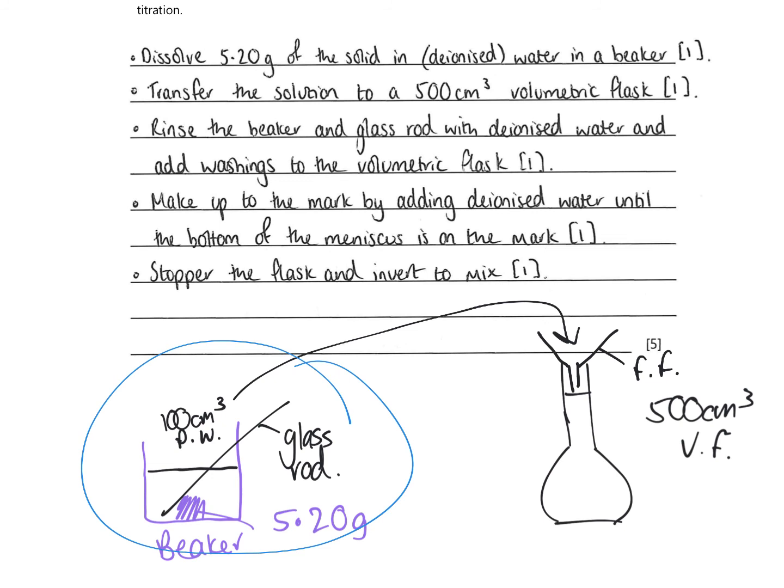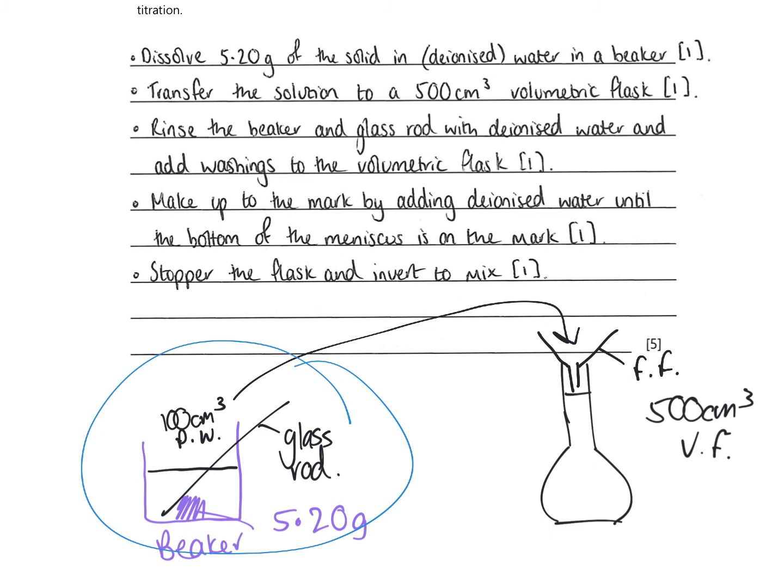So what we talk about during this method is dissolving all of your solid and then transferring into the volumetric flask. We can't just put the solid into the volumetric flask. We need to make sure it's all dissolved first of all, because if we have a little bit sitting at the bottom of the volumetric flask, it's not dissolved, it's not part of the solution, and it will not be part of the reaction, so we can't be sure of its concentration essentially.